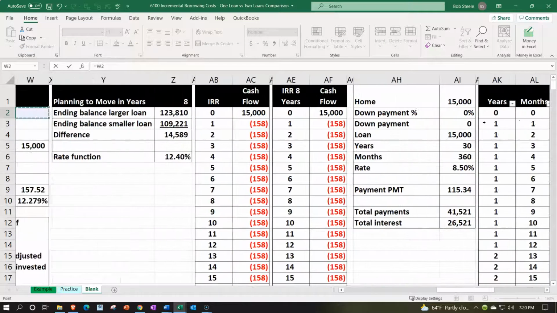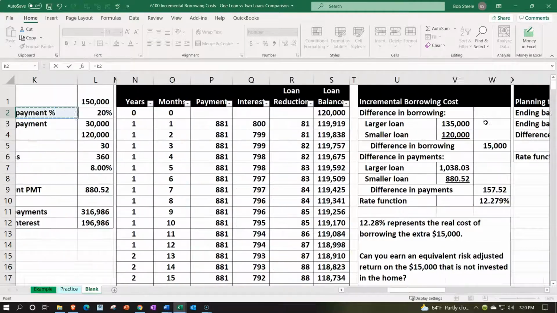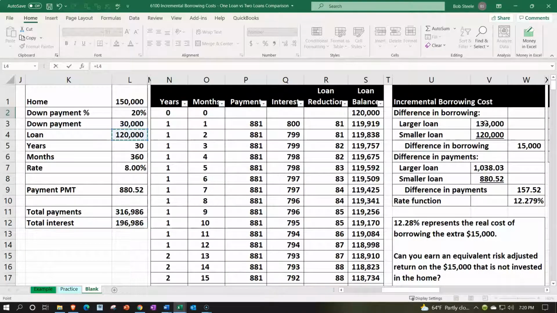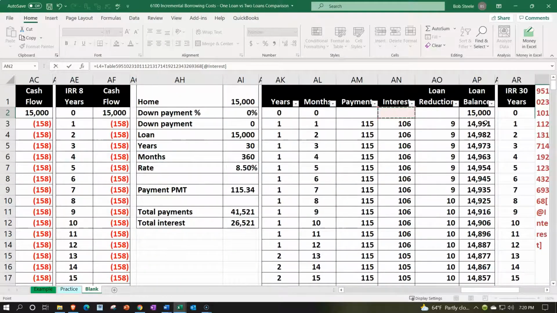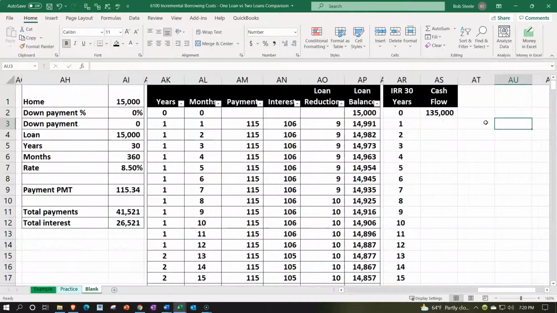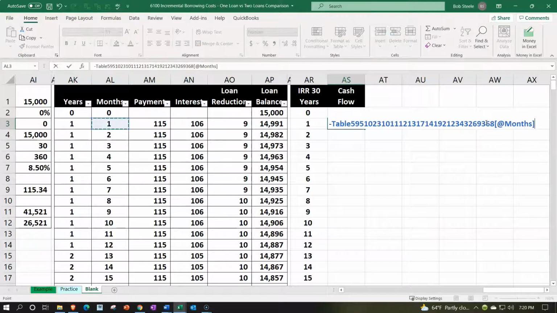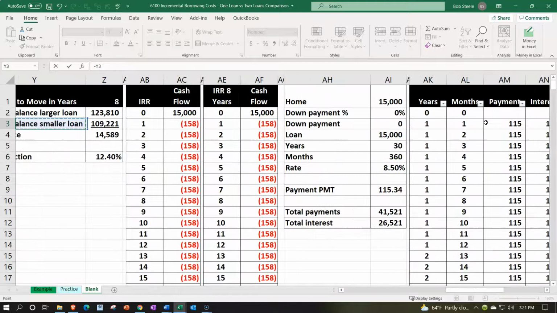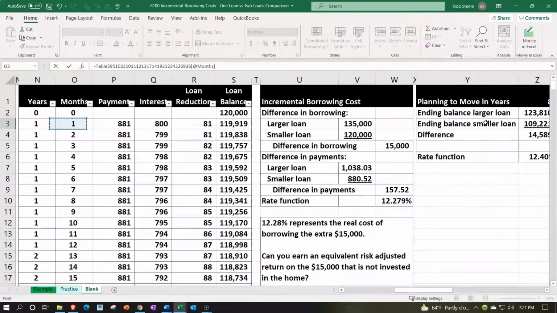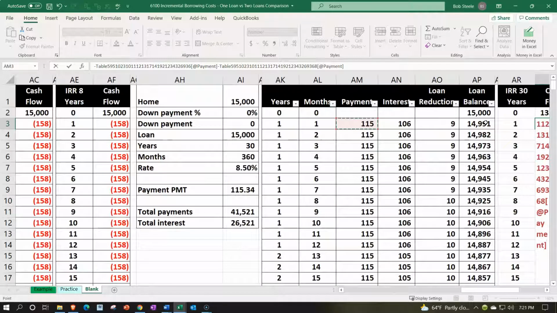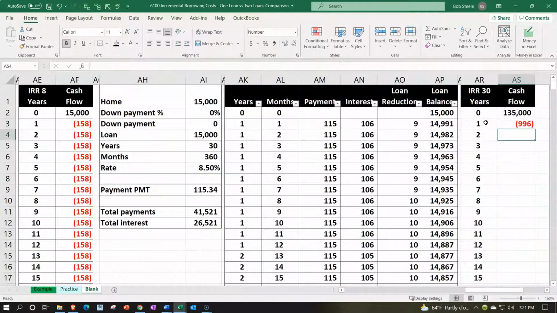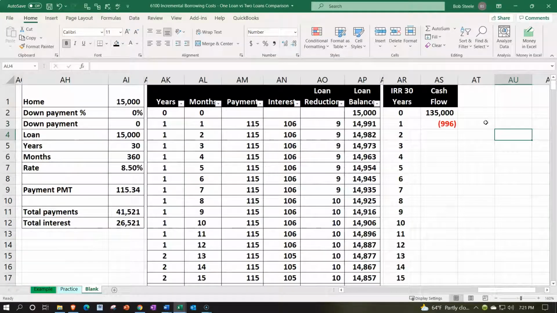Now we're going to say, all right, we got a loan over here for the 120,000, plus we got this loan over here for the 15,000. So that would give us the 135. And then the outflows would be the two payments for the two loans that we have. So it would be negative of this payment way over here, which is going to be 881, minus this payment over here, which is going to be 115. So those two payments are going out, which is going to be the 996.